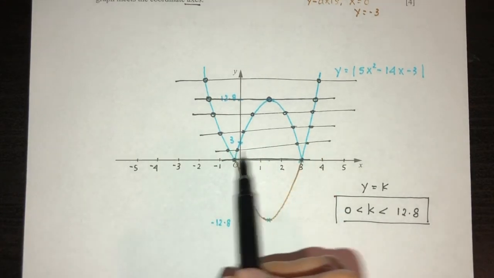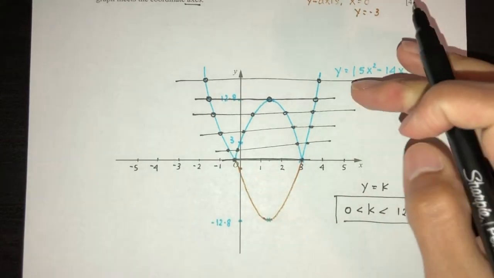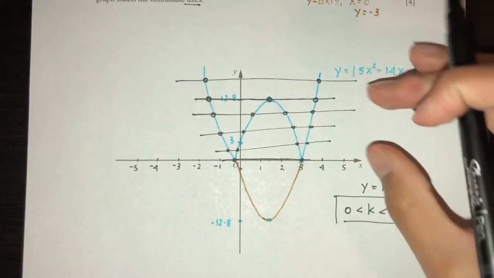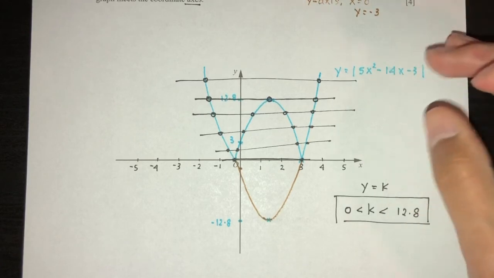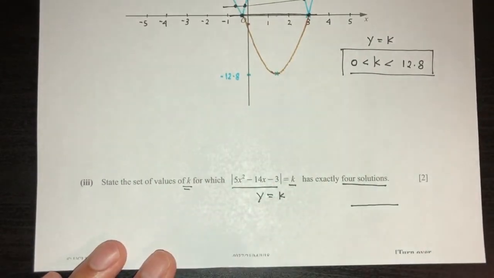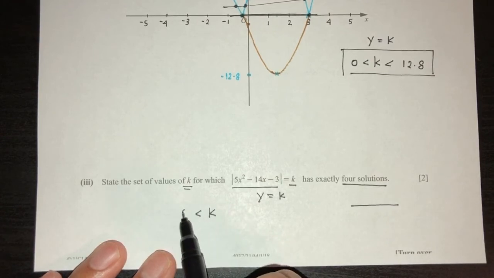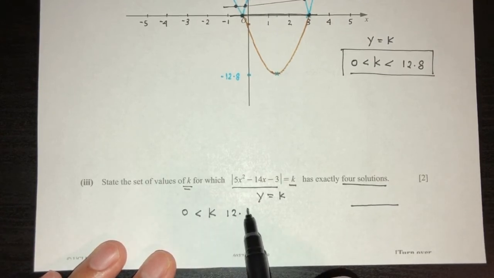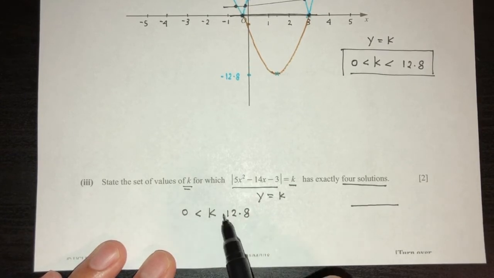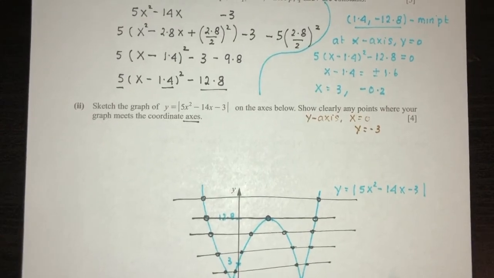So this has to be a straight line, not going up. But of course, you will not be drawing this on the graph. This is just an example for you to understand what's happening. And this is the answer for part 3. So k has to be between 0 and 12.8 for it to have 4 solutions. Now this is your question number 9.